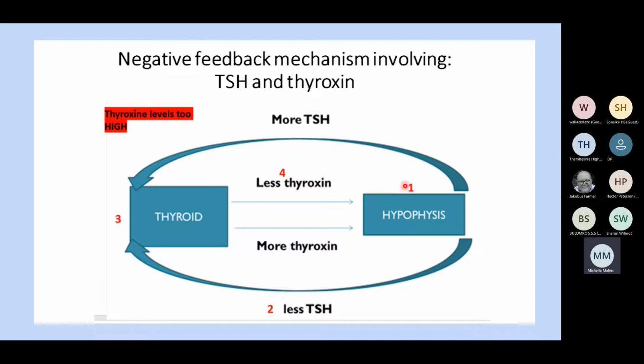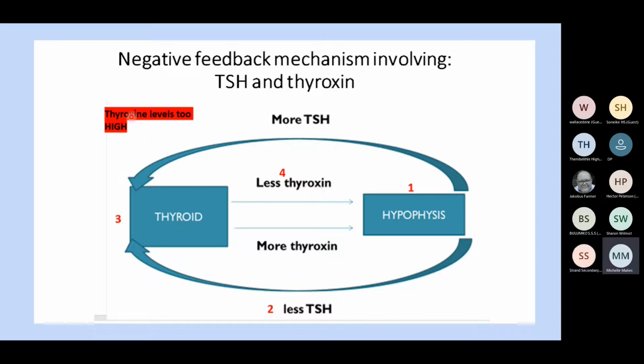One more time, grade 12s. 1, hypophysis. What happens in the hypophysis? You must follow in table 5. The hypophysis is stimulated. 2, what are the consequences? Which hormone? Less TSH. Number 3, it will go to the thyroid gland. So low TSH will stimulate the thyroid gland. Number 4, less thyroxine will then be secreted by the thyroid gland, and this will lower the thyroxine levels, and the thyroxine levels will go back to normal.